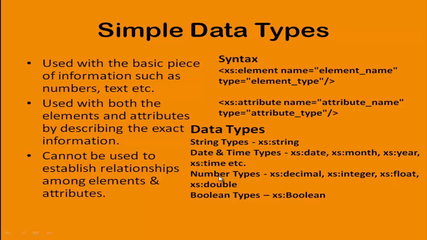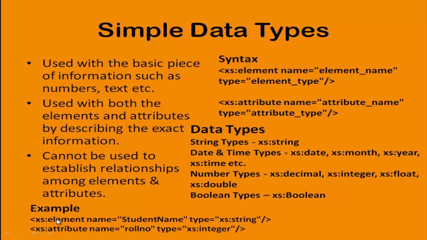The next one is numbers. Numbers are nothing but decimal, integer, float, and double, as well as boolean. So whatever data types you use, you must prefix them with the namespace prefix. If you don't do that, it will not work.